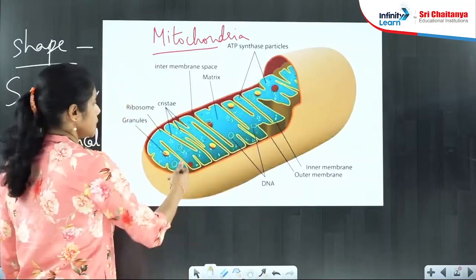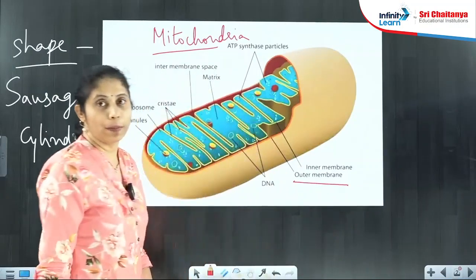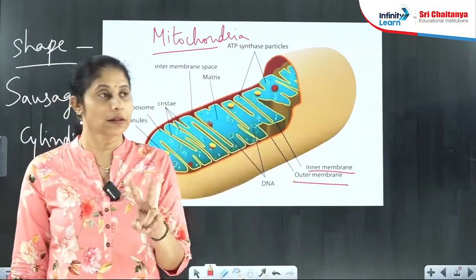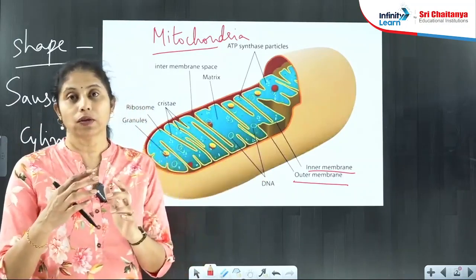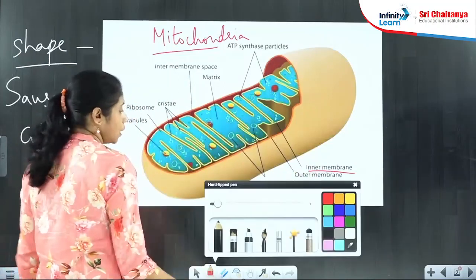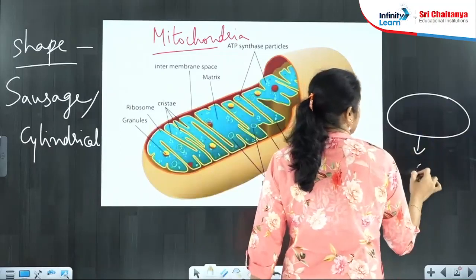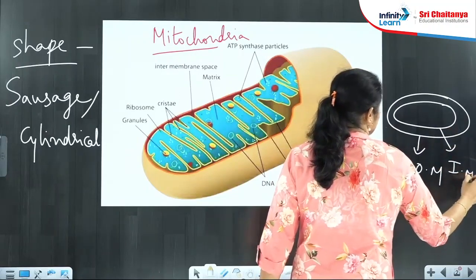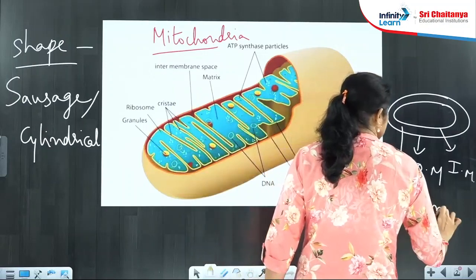And this mitochondria is covered by 2 membranes. The outer one is called outer membrane and the inner one is called inner membrane. So, there are 2 membranes around the mitochondria. In between these 2, whatever space is present is called intermembrane space. So, you can think that this is the outer membrane and this is the inner membrane, and the space which is present between them is called intermembrane space.